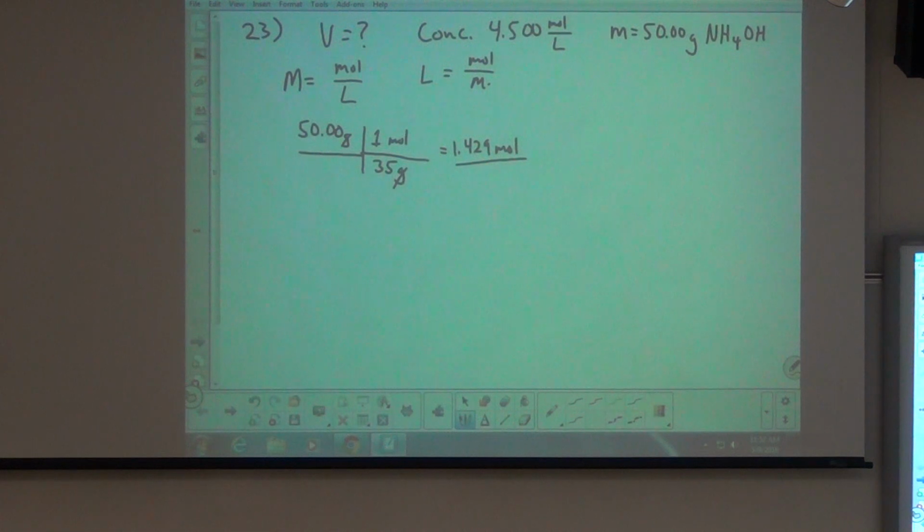So now I'm going to use my molarity as a conversion factor. I'm going to want the mole part to be down on the bottom, so 4.5 moles per 1 liter. 1 liter will go on top. Moles will cancel out. That should do it. So my 1.429 divided by 4.5 equals, and I'm just going to leave it in liters like that. 0.317 liters.